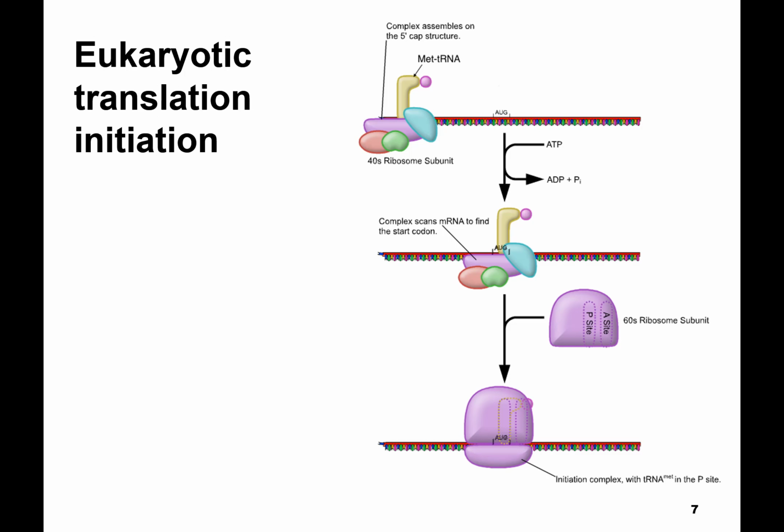Eukaryotic translation initiation, so this is your first stage, is different than in prokaryotes. I want you to know how it works in your cells. Remember we talked about a 5' cap and a 3' tail. For translation initiation, there are what we call initiation factors that bind.